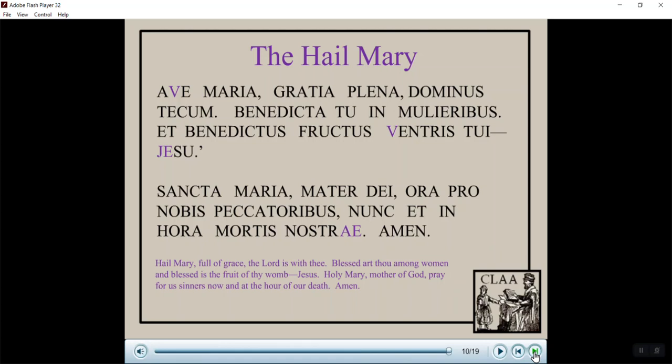Did you make sure that you read it with church pronunciation? You can listen to this slide again and make sure that you pronounce every syllable perfectly.